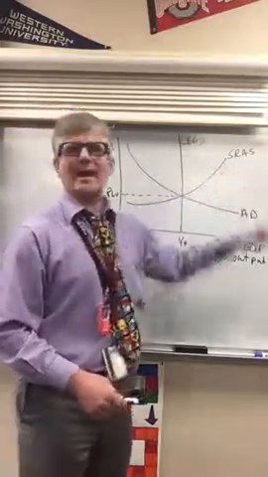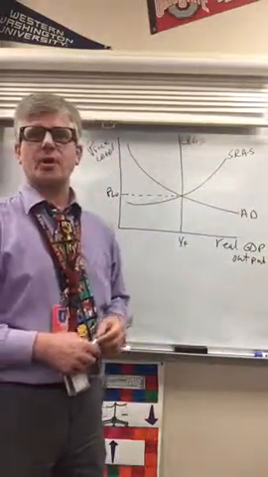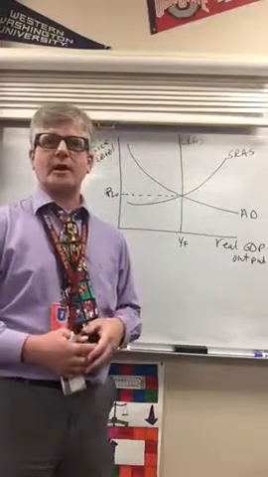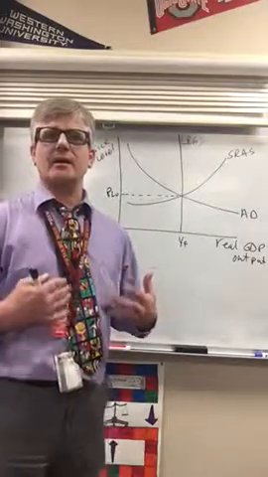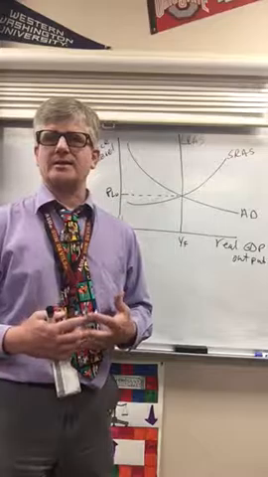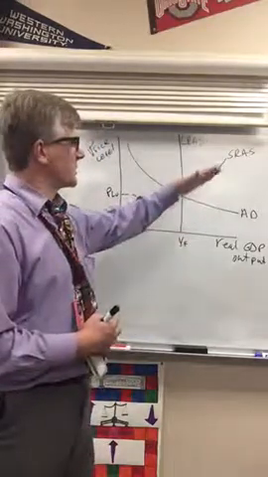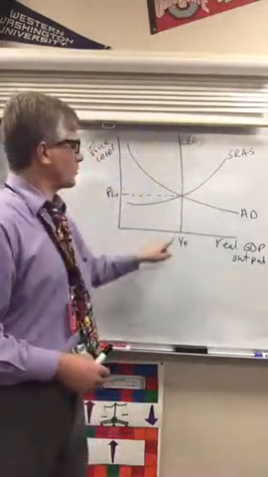Here is short-run aggregate supply. It's upward sloping due to sticky wages, sticky prices, and things are not as flexible as in the classical system. So it's upward sloping. And then we have the long-run aggregate supply.